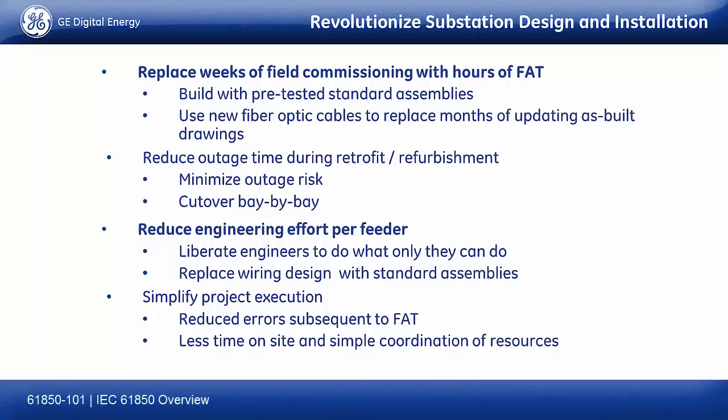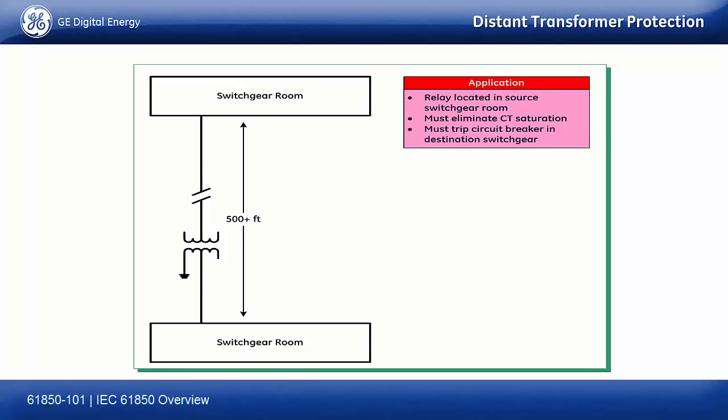We can stop mucking around with designing and installing wiring, and having our engineers, who are expensive, highly skilled resources, check wiring diagrams, which is a, let's say boring is the wrong word, but tedious thing that has to be done right now. They're going to focus on what they're good at, which is application design and making sure the protection and control system does what we want and operates the way we want, right? And then in project execution, there are reduced errors because we tested most of it, right? Less time on site and better, easier coordination. The applications we can do with process bus: distance transformer protection.